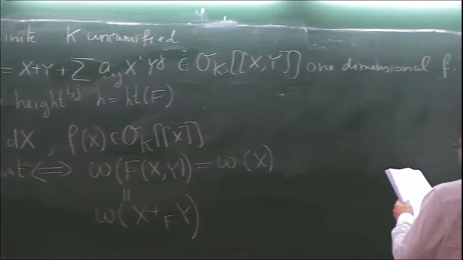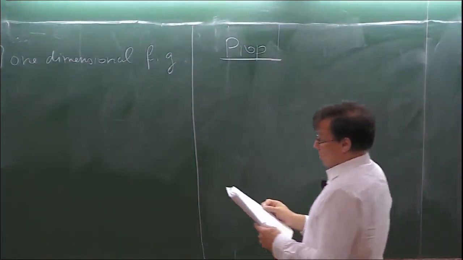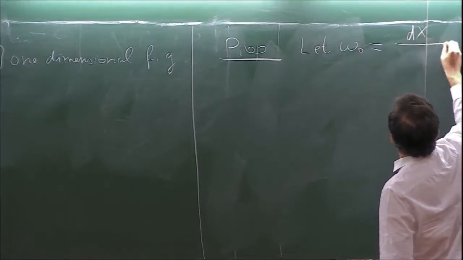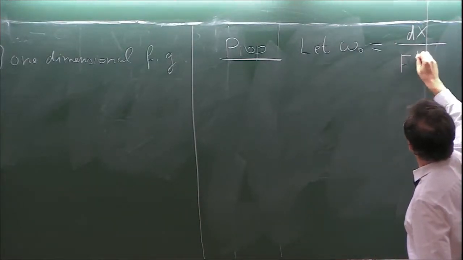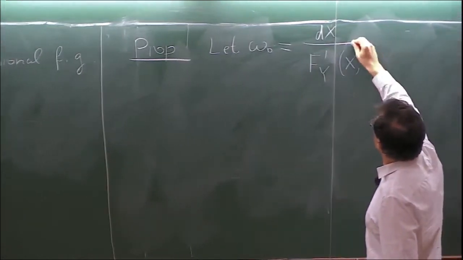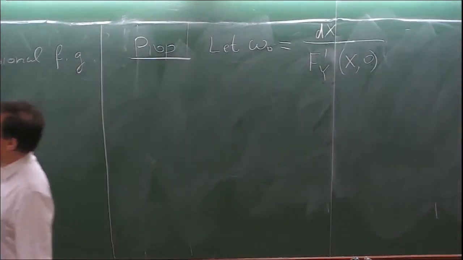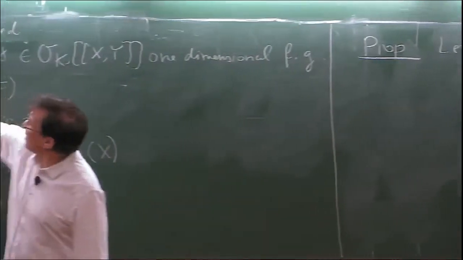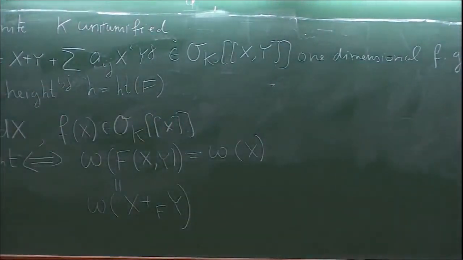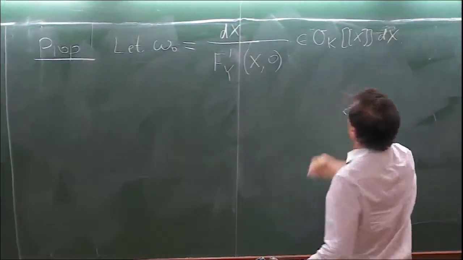So we have the following proposition. Let omega zero be dx divided by the formal derivative of F with respect to y, evaluated at y equal to 0. And just from the fact that when we differentiate with respect to y the series starts with 1, so it is invertible, automatically this is a differential form with integral coefficients.